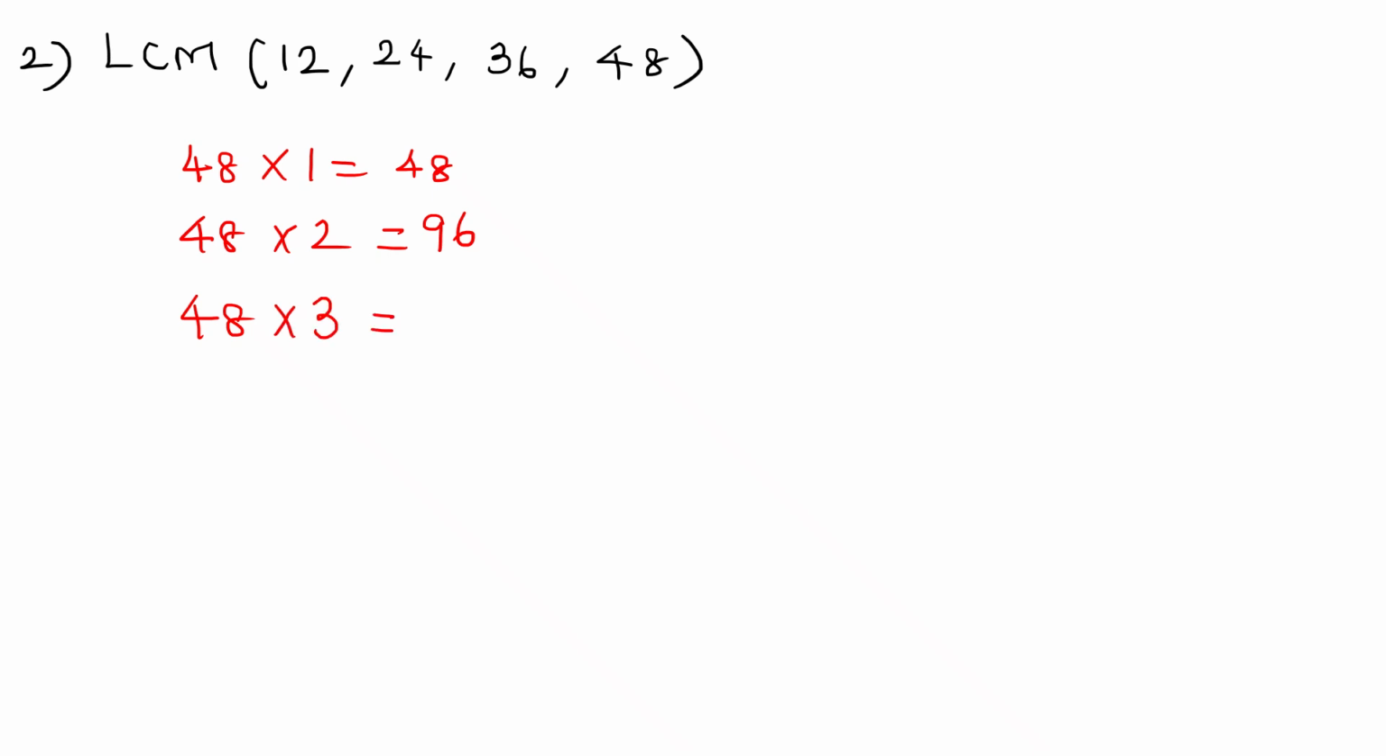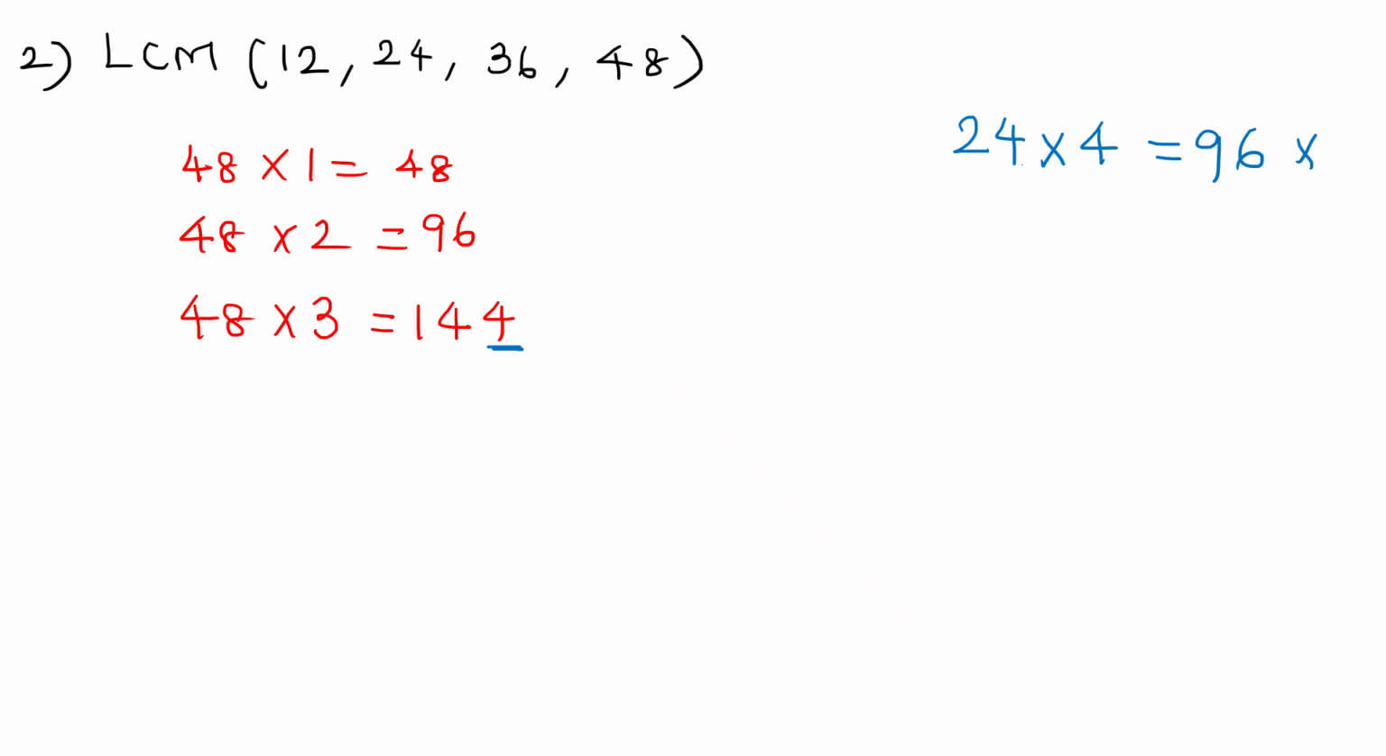So 48 into 3 is 144. I have to check whether this 144 is present in the 12 table, 24 table as well as the 36 table. That is my priority of checking. In the 12 table it is definitely present because 12 12s are 144. Now I have to check whether it is present in the 24 table. You need not keep writing the full 24 table. When you look here, it is ending with 4. So when I try 24 into 4, 4 4s are 16, then 1, I get 96, which is not 144.